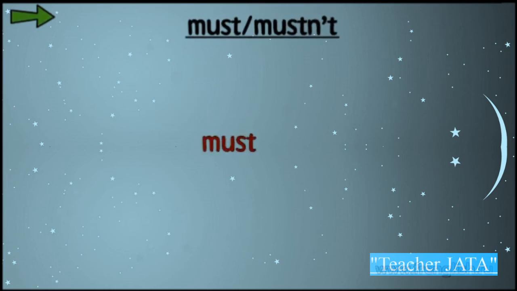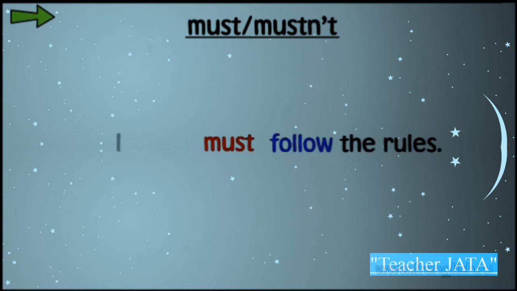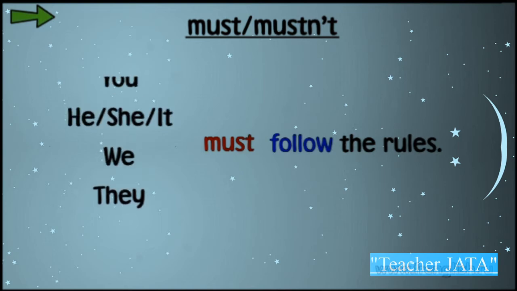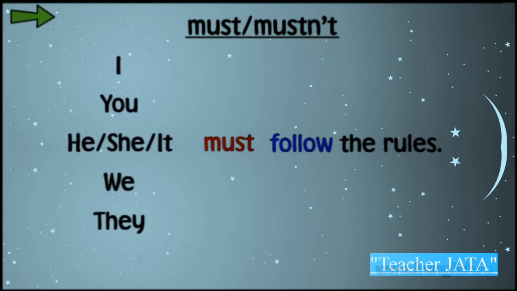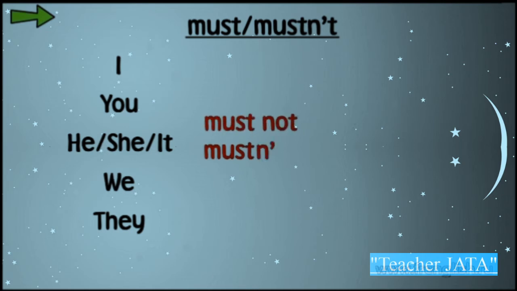We use must with an infinitive without to. The form of must is the same for every subject. To form the negative, we use must not or mustn't.